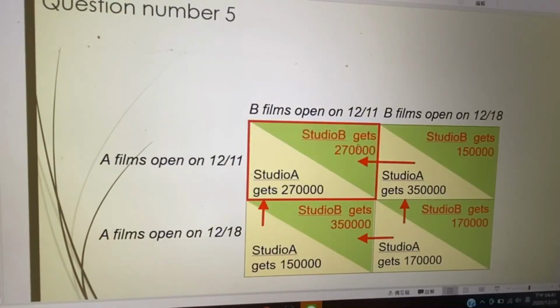And we can get this diagram. So if Studio A and B both open on December 11, they will both get 270,000 tickets, 70,000 more than in situation A. And if they both open on December 18, they will both sell 170,000 tickets, 70,000 more than in situation A.